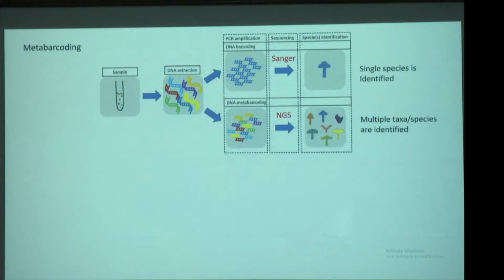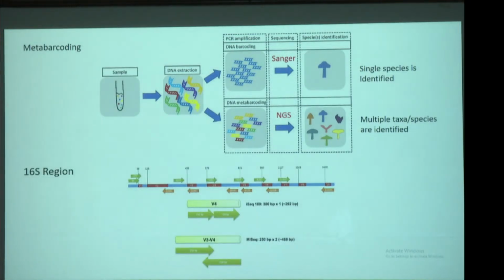To amplify a gene from different microorganisms at the same time, we need a universal primer. That universal primer can amplify the same gene present in all organisms, and it is enough to identify different organisms with its variability.